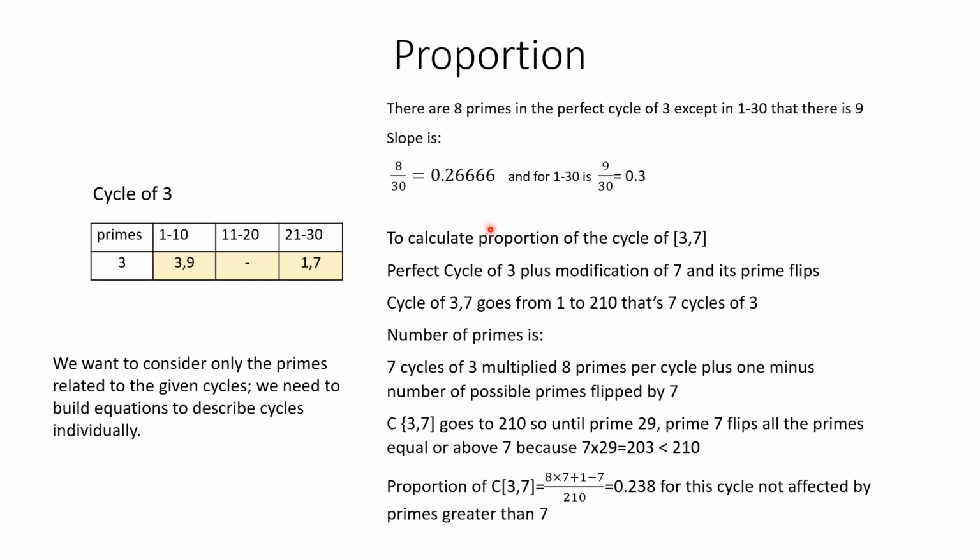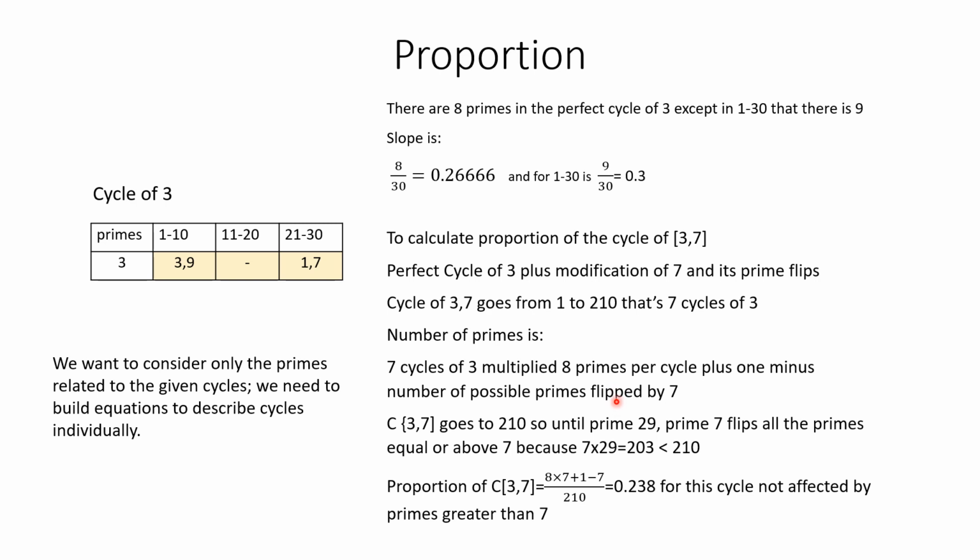Except in the first 10 of the cycle of 3 there will be 0.3, because the 3 is a prime also. To calculate the proportion of the cycle of 3 and 7, first a cycle of 3 plus modification of 7 and its prime flips. So the cycle of 3 and 7 goes from 1 to 210. That's 7 cycles of 3.